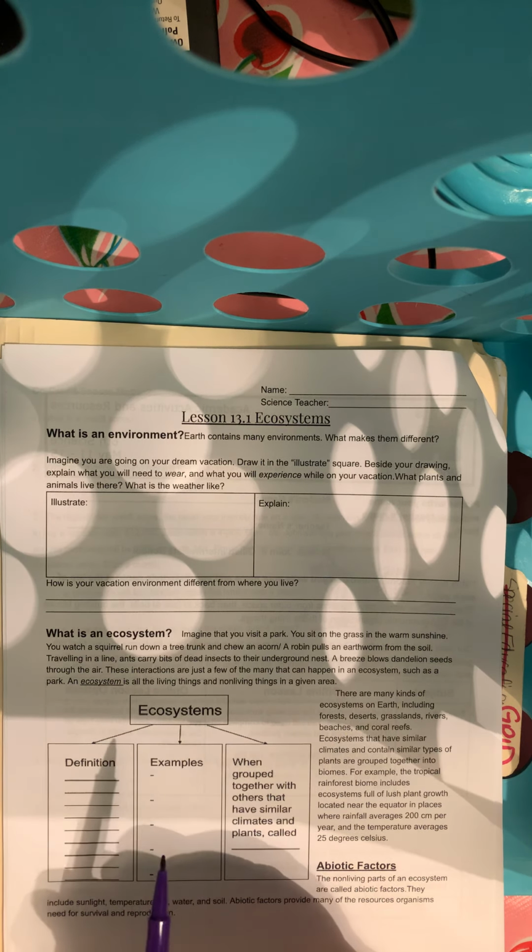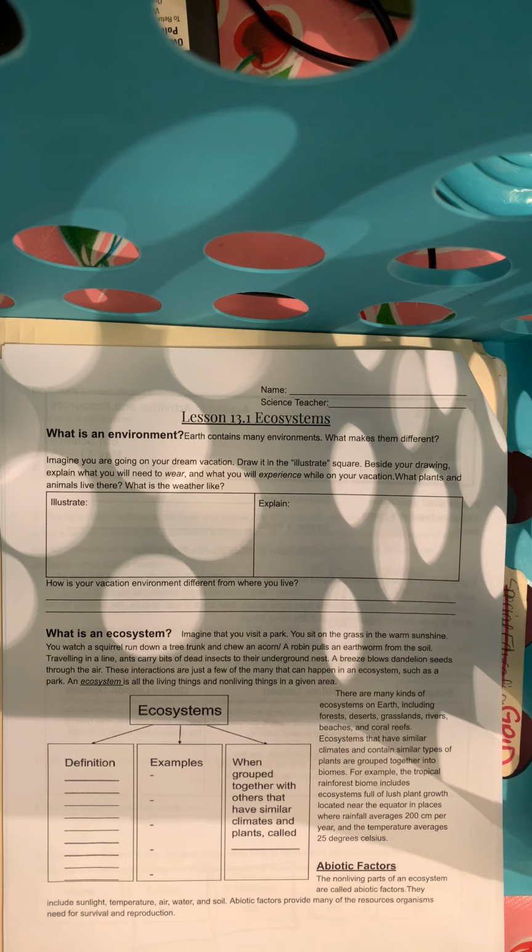Alright, imagine you visit a park. You sit on the grass in the warm sunshine. You watch a squirrel run down a tree trunk and chew on an acorn. A robin pulls an earthworm from the soil. Traveling in a line, ants carry bits of dead insects to their underground nest. A breeze blows dandelion seeds through the air. These interactions are just a few of the many that can happen in an ecosystem such as a park. An ecosystem is all the living things and non-living things in a given area.